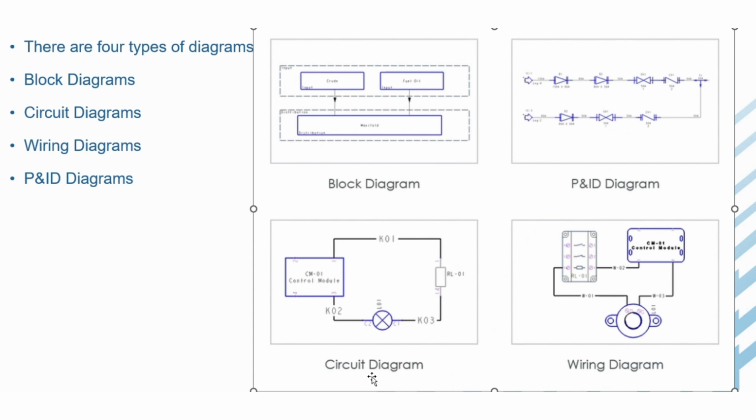Then we have the circuit diagram. In this, you can see the circuit diagram and wiring diagram are somewhat the same. The only difference between the two is that in a wiring diagram you have the wiring data like the number of wires, gauge of wires, color of wires, name of wires, and here it is just a simple name. So that is basically the difference between the circuit diagram and wiring diagram.